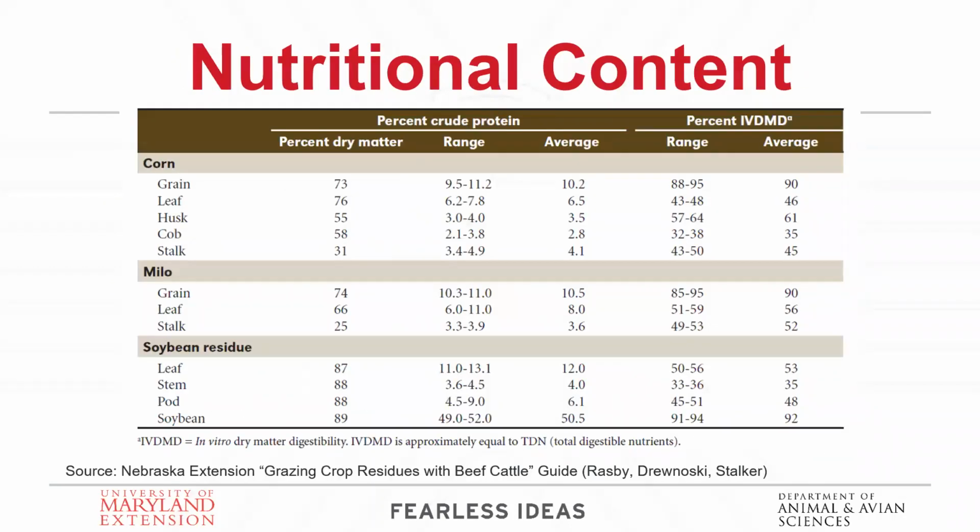So this is a chart that I borrowed from Nebraska Extension's Grazing Crop Residue and Beef Cattle Guide that I helped put together when I was in Nebraska back in the early 2000s. It just goes over the average nutrient content of corn, milo, and soybean, as far as the different breakdown of grain, leaf, husk, cobs, stem, stalks, all of that business. So that way you know what you're getting into. It's really important to know the nutrient profile of a forage before you start feeding it.